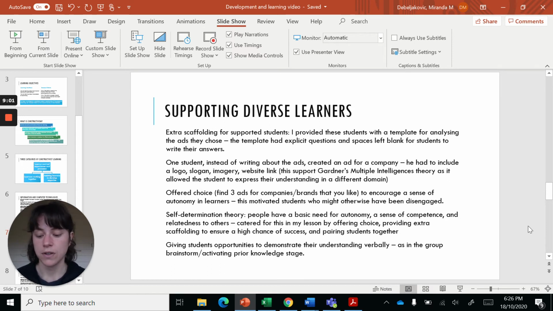I offered choice for the students, so I got them to find 3 ads for companies and brands that they like to encourage a sense of autonomy in those learners, and this motivated students who might otherwise have been disengaged with the task. And this links into self-determination theory. So people have a basic need for autonomy, a sense of competence and relatedness to others. And I catered for this in my lesson by offering choice, providing extra scaffolding to ensure a high chance of success, and by pairing the students together. I also provided some opportunities for students to demonstrate their verbal understanding, like in the group brainstorm and activating prior knowledge stage.